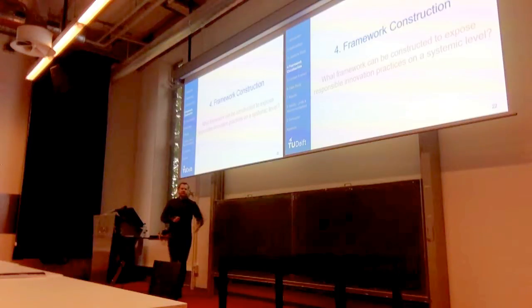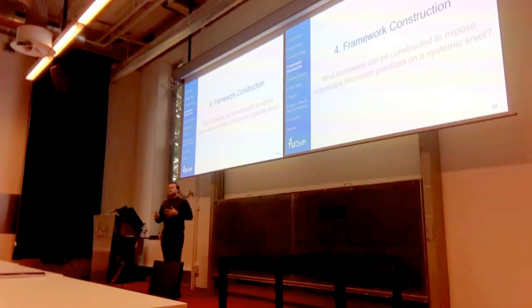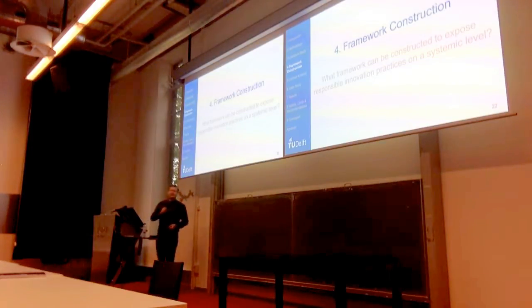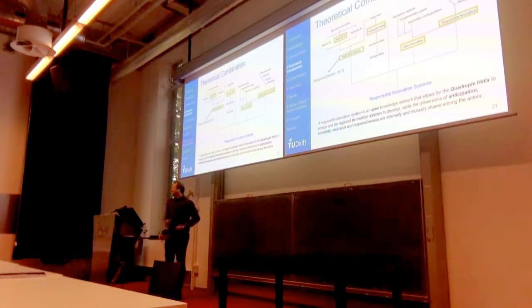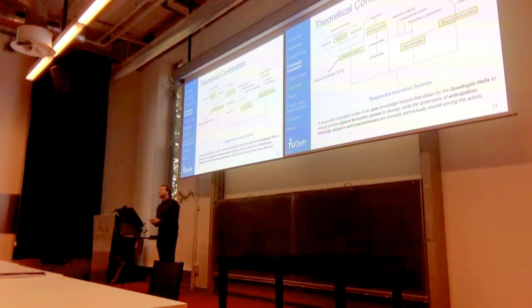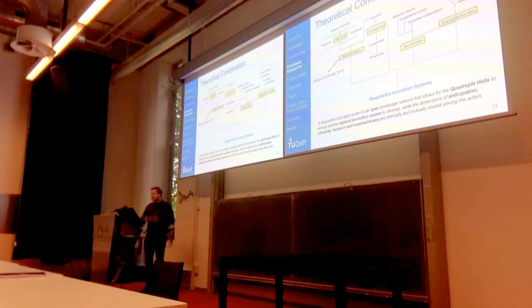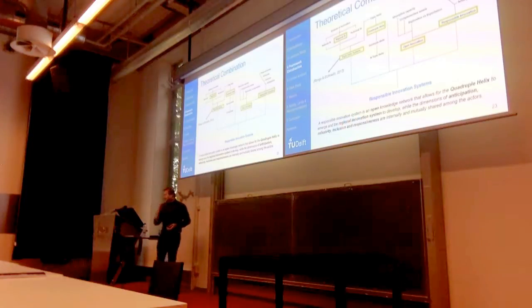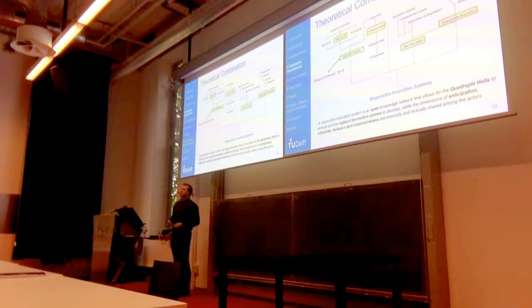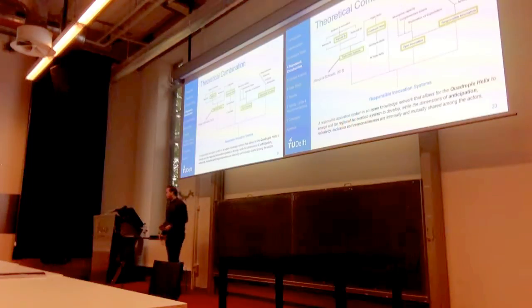So it might be clear that all these three approaches don't really have all the characteristics that are needed for a responsible innovation system. But a framework is needed, so what should such a framework look like? If you've paid a little attention, each of these approaches has complementary disadvantages or advantages, and combining them could make a responsible innovation system. And by combining them, I was able to define a responsible innovation system as an open knowledge network that allows for the quadruple helix to emerge and the regional innovation system to develop, while the dimensions of anticipation, reflexivity, inclusion, and responsiveness are internally and mutually shared among the actors.